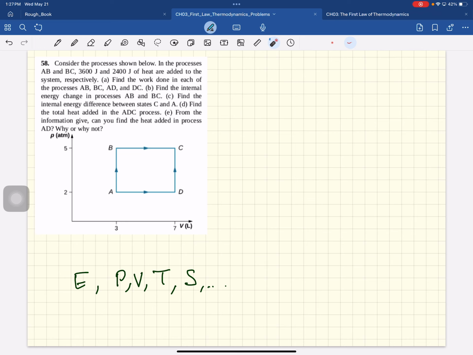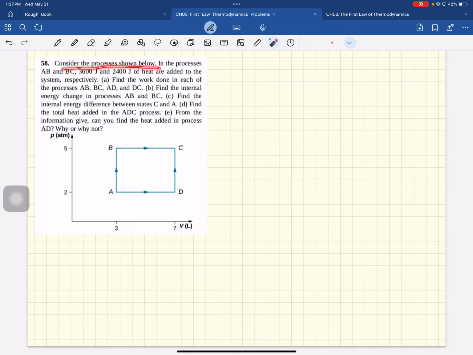Okay, so here is the first law of thermodynamics. Change in internal energy is, this is path dependent, this is path dependent, but this is not path dependent. So the path dependence cancels out. And that's what we're going to prove in this problem.